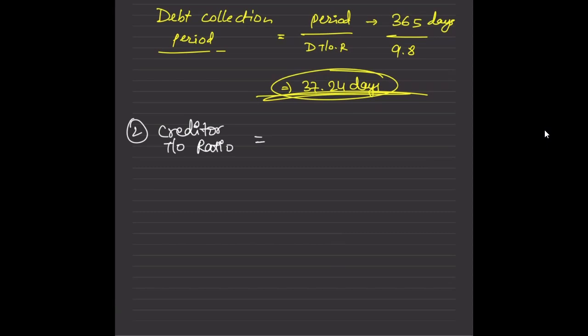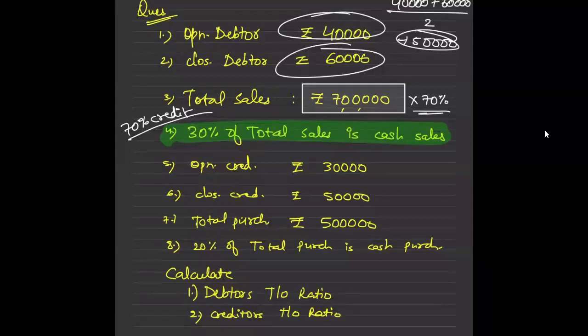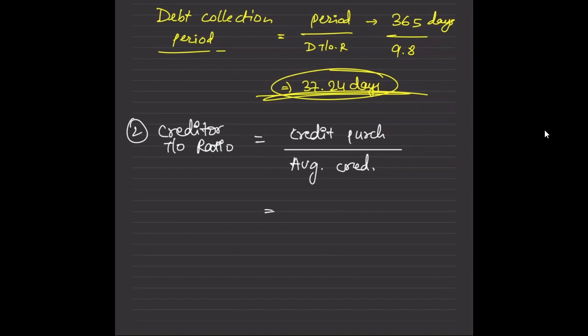So what is the creditor turnover ratio? It is total credit purchases divided by the average creditors. So what is credit purchases? Here you can see the total purchases is given as 5 lakh rupees, out of which 20% is cash purchases. That means 80% is credit purchases. So 80% of 5 lakhs is 4 lakhs. So my credit purchases are 4 lakh. Let's write it down. So my credit purchases, the numerator, is 4 lakhs.